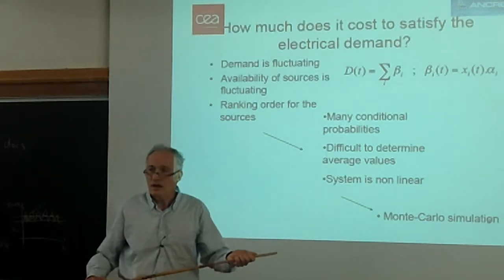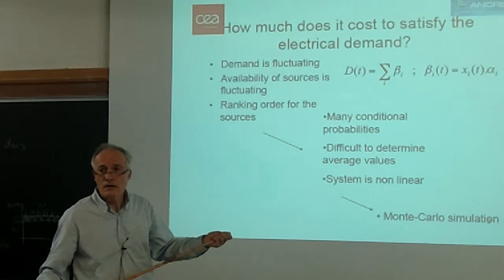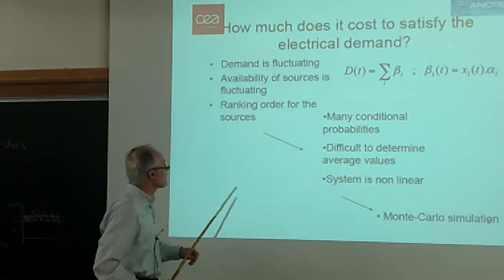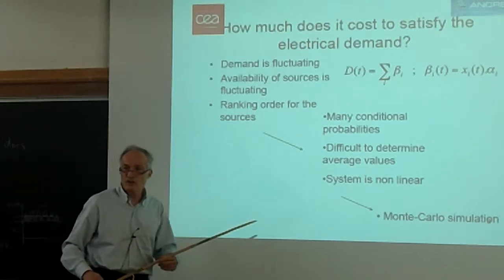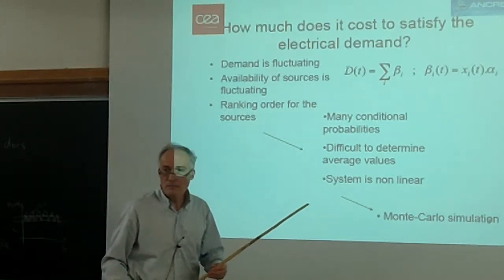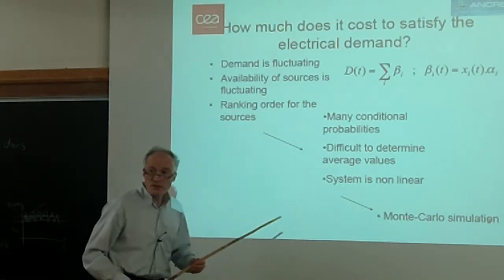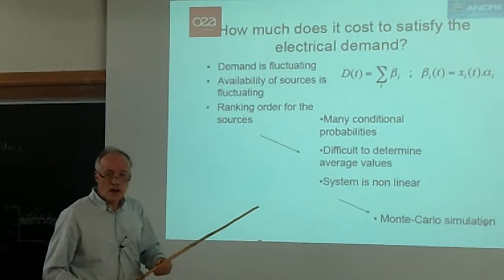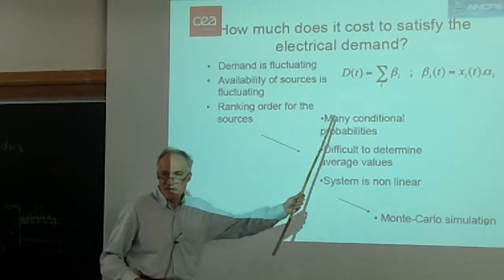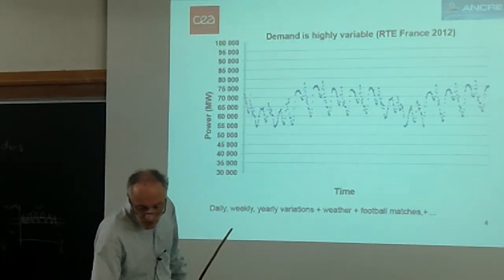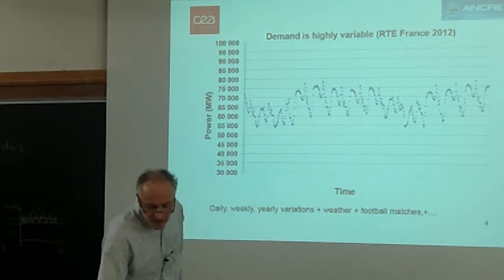Yes, François? Where does the nonlinear characteristic come from? Mainly because we have a specific ranking order for the solicitation of the sources. Because I do not see it in the equation. Everything seems linear in the equation. No, of course. It's because of the constraint. Exactly. You have constraints on this. Yes, you will see.